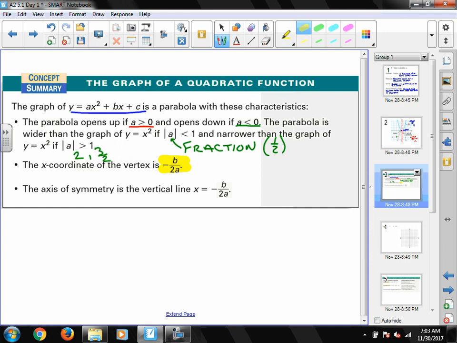Which, luckily enough for us, the axis of symmetry is the vertical line x equals negative b over 2a. So if I ask you for the vertex and the axis of symmetry, once you have that x coordinate of the vertex, you can write your axis of symmetry. One thing to remember is this x equals, when I ask for the axis of symmetry, it is a line, treated as so.